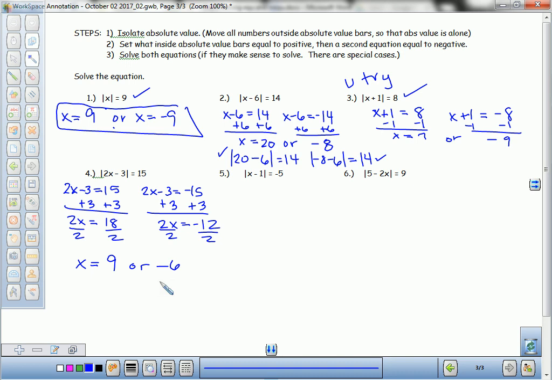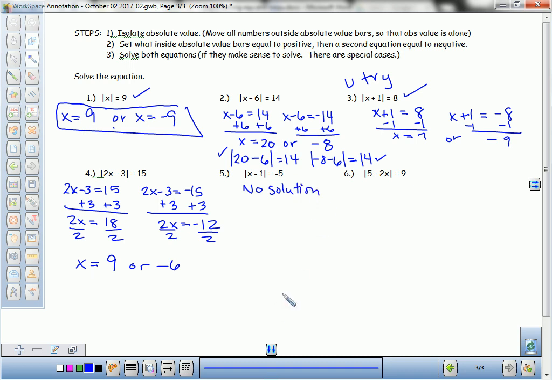All right, there's something wrong with number 5, very wrong. I set up a problem where it has an absolute value equal to a negative number. Is that possible? No. An absolute value cannot be negative. So there is no solution, and there is no need to work that problem at all.